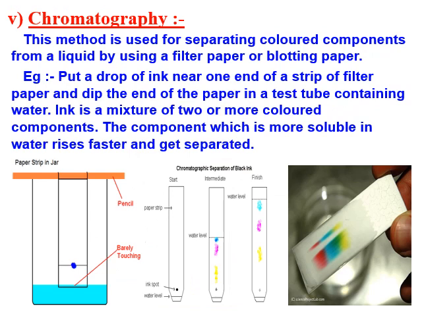Now another technique is chromatography. Chroma means color, graphy means measurement. This method is used for separating colored components from a liquid by using filter paper or a special type of blotting paper. For example, put a drop of ink near one end of a strip of filter paper and dip the end of the paper in a test tube containing water. Ink is a mixture of two or more colored components. The component which is more soluble in water rises faster and gets separated.